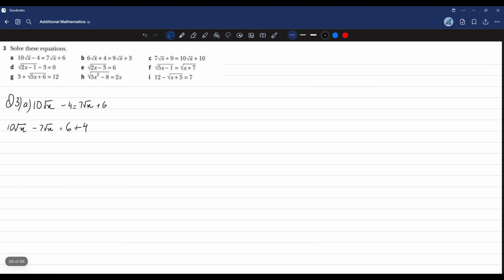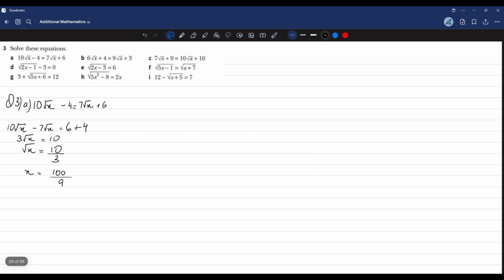6 plus 4. So 10 under root x minus 7 under root x, obviously we are going to subtract them, and we get 10 minus 7, which is 3 under root x, equal to 10. Under root x is equal to 10 divided by 3. And x is supposed to be equal to 10 divided by 3, whole squared. So what is 10 squared? It's 100. What is 3 squared? It's 9. This is supposed to be 100 divided by 9. And that's it. This is your answer for question number 3 part A.